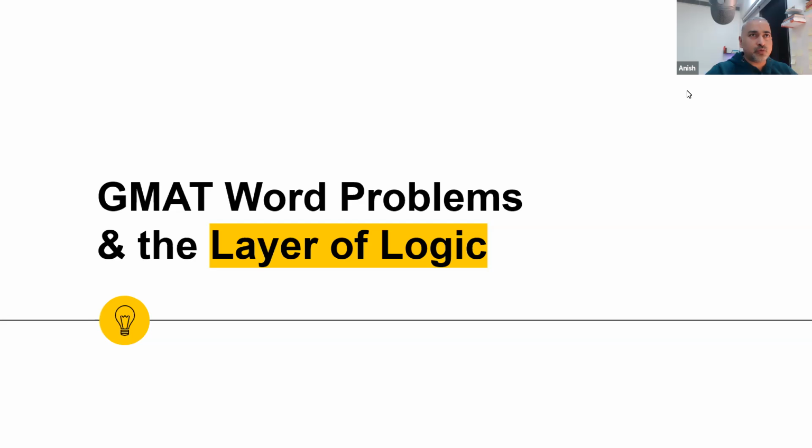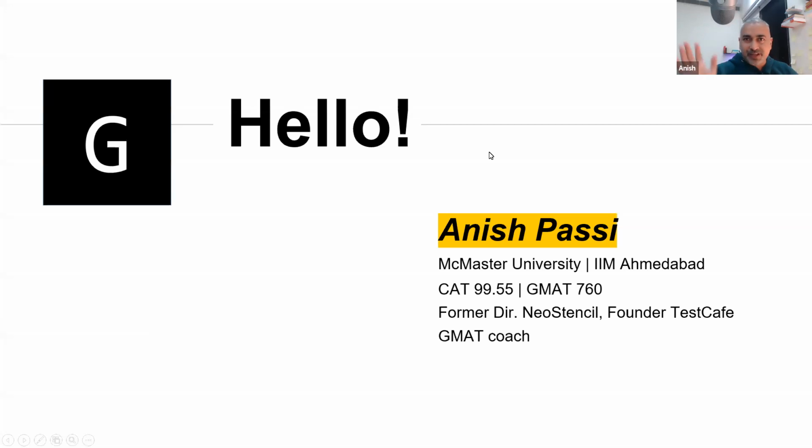All right, so let's get into it. Before we get into the questions, real quick, in case you're meeting me for the first time, hello, my name is Anish Pasi. Quick background, I won't take a lot of time, but I'm an engineer and an MBA. I did my software engineering from McMaster University, Canada. I pursued my MBA from Ahmedabad after working for a few years. I've worked in different industries over the years. I have been a GMAT trainer since 2012.